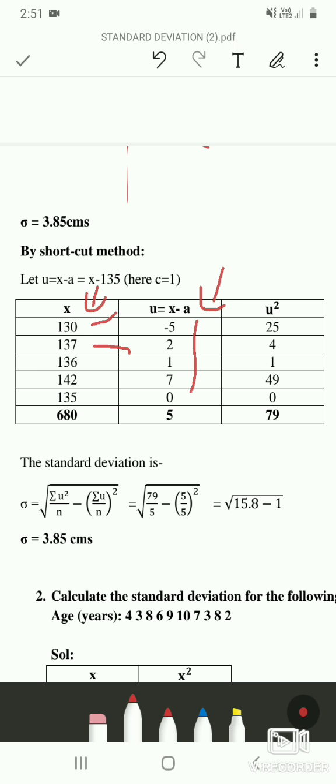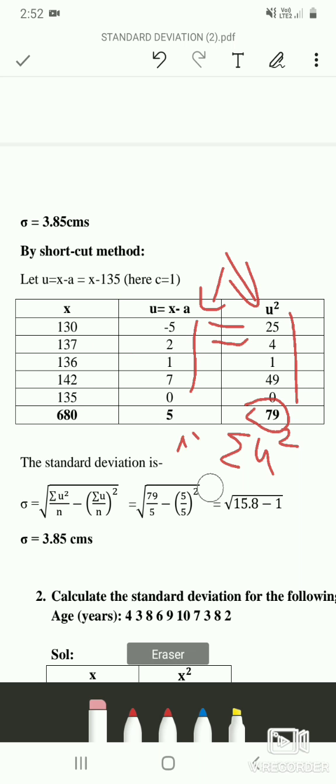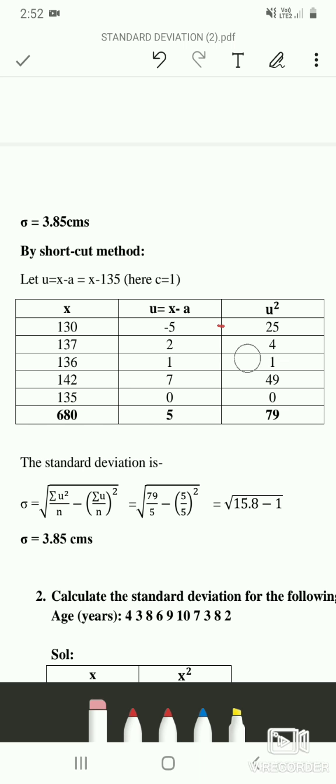Therefore summation u is nothing but 5, and then calculate u square. Minus 5 square is 25, 2 square is 4. Similarly calculate for all the values and add these values to get the value of summation of u square, which is nothing but 79. So we have got all the required values to substitute in the formula.